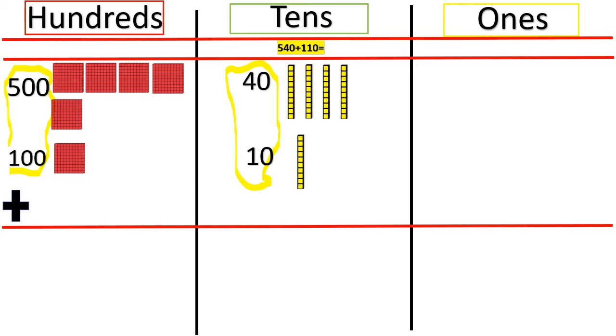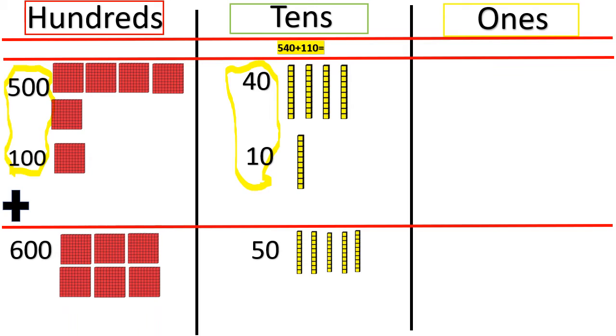Great job. So I'm going to add my tens first and then my hundreds. So 40 plus 10. You can count your base 10 blocks. 10, 20, 30, 40, 50. Now you can count your hundreds blocks. 100, 200, 300, 400, 500, 600. So 540 plus 110 equals 650.